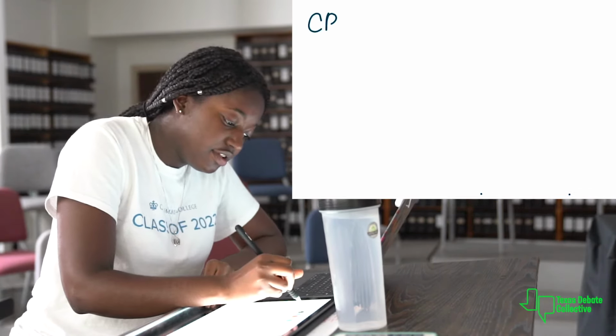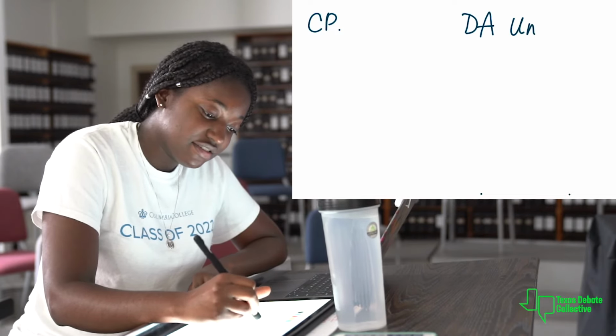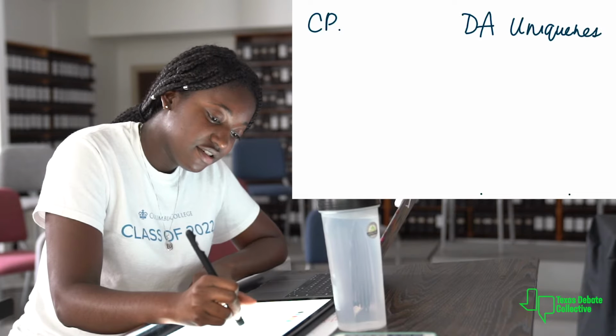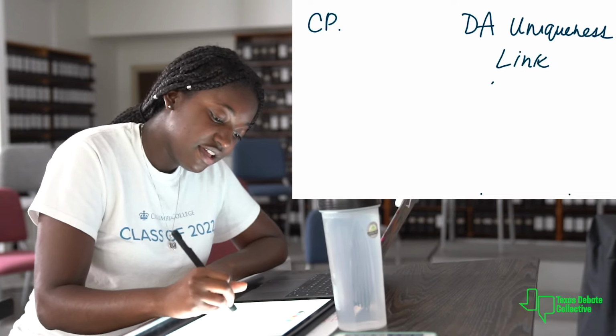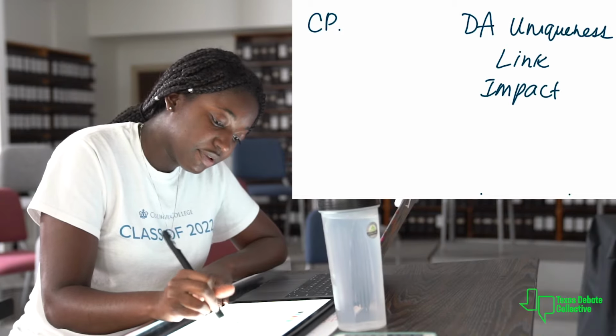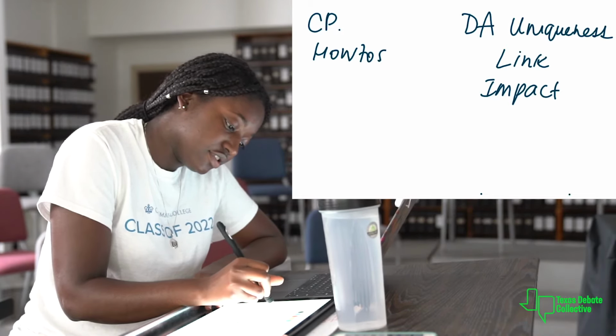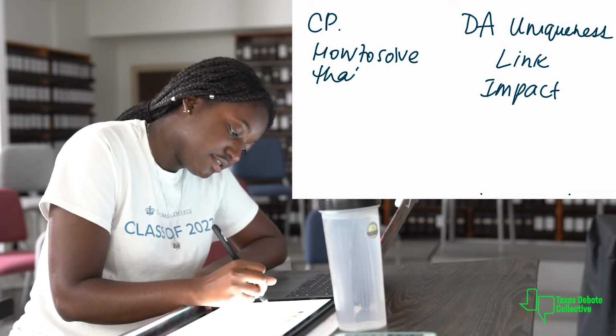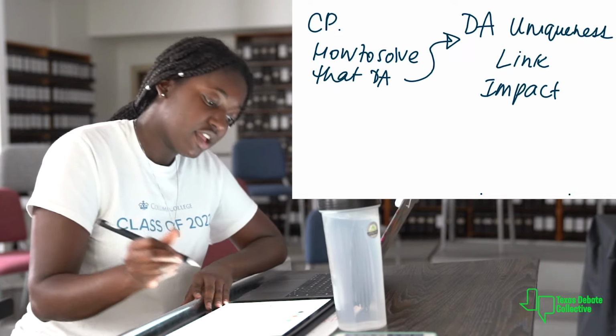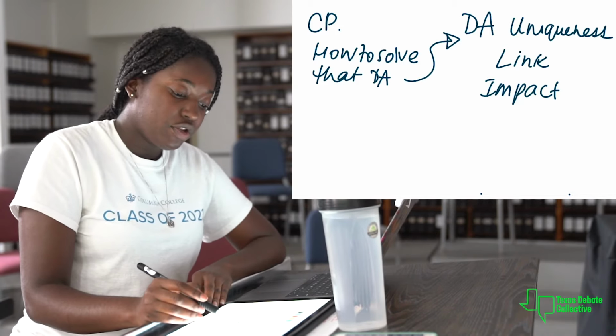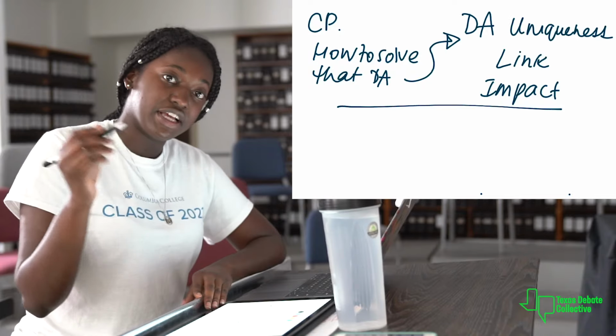It consists of the same things that you would think of when you're thinking about a counterplan and a dissent. When you think about a dissent, you think about uniqueness, link, impact. And then the counterplan is like how to solve that dissent, right? And when you think about these things, it's the same when you think about a critique.